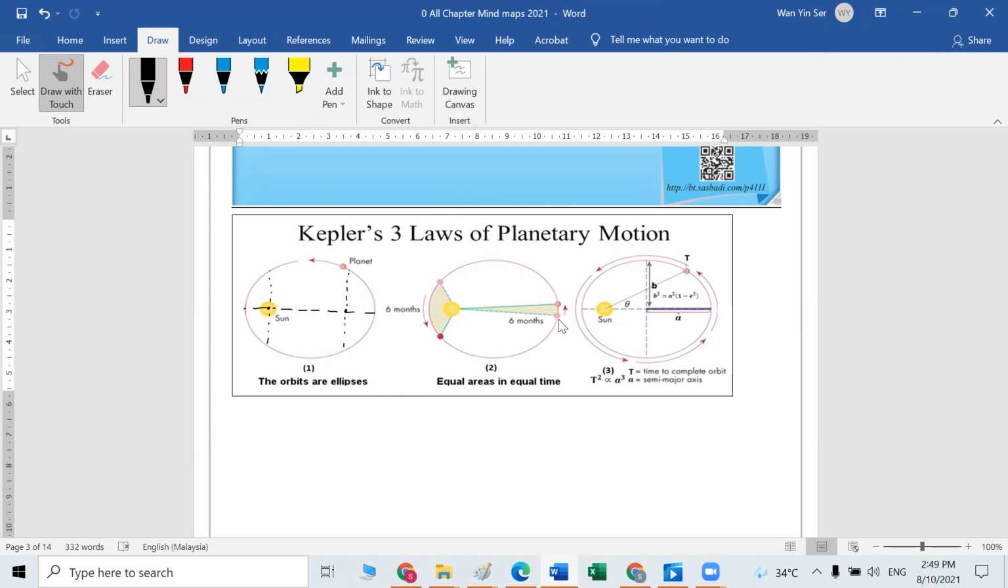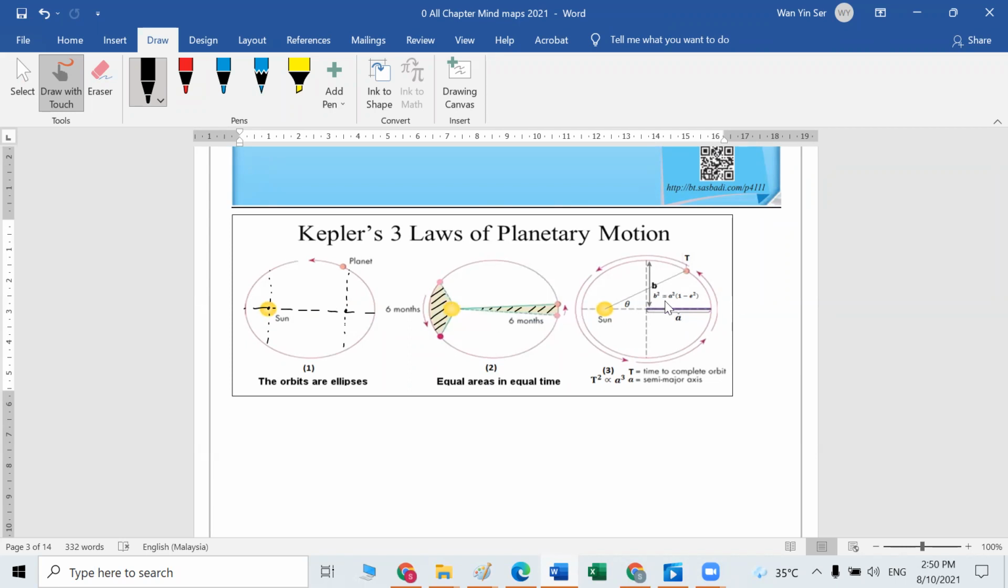When the Earth travels far away from the sun, it will move slower. But when it's close to the sun, it will move faster. So the area swept from the sun to the Earth within 6 months, for a closer distance or a further distance away from the sun, the areas are the same.